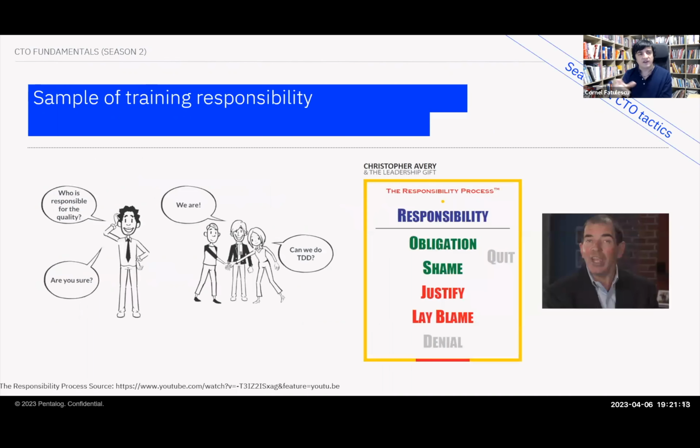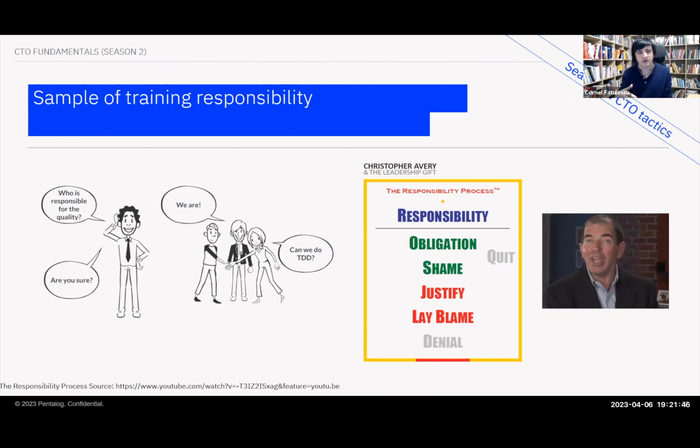And eventually, if he lands in this trap, he has a tool. He learned from Christopher Avery the responsibility process, which is sometimes we lay blame, we're in denial, we justify with shame, but at that moment, we don't see CTO as a privilege. That's the moment where things are happening because of the fault of others and things like this. And it is very important to be careful about the thoughts we have and the way we think and the way we challenge others.